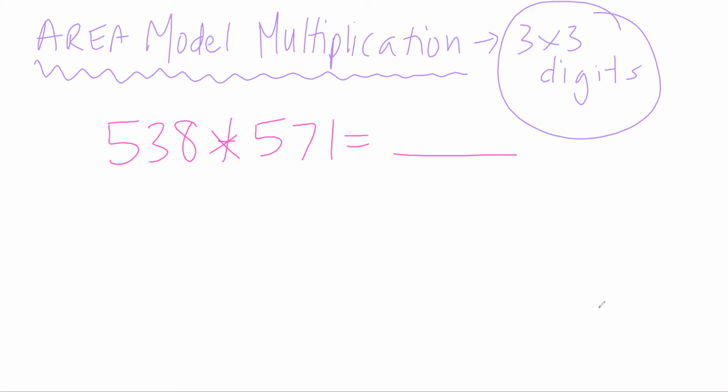We're going to move through this video quite quickly. I would recommend that you watch all the other area model multiplication videos before this one, because this is the last step. The steps are the same as all the other videos. We just have more digits to be working with. So let's dive in. 538 times 571, right?